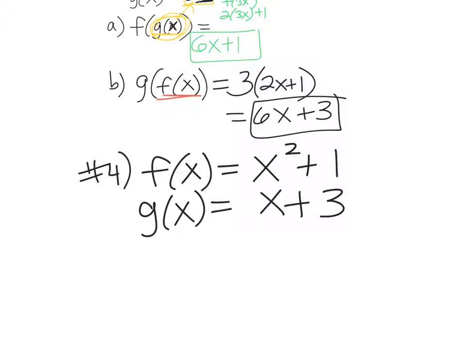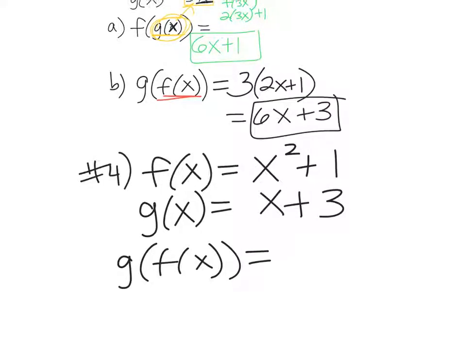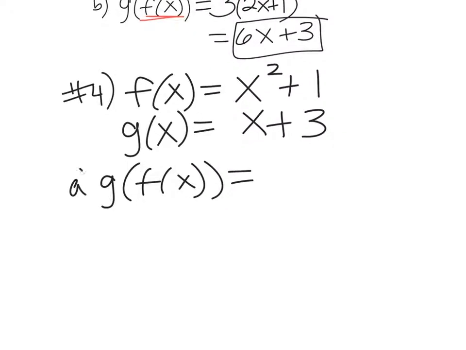f of x equals x squared plus 1, and g of x is x plus 3. Okay, so let's do g of f of x first, because that's actually the easier one. We'll do g of f of x first.